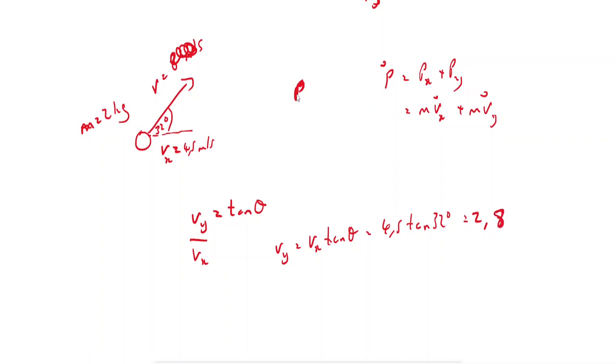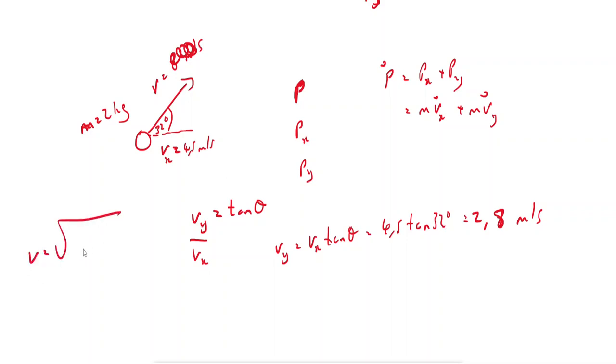All right, so I'm going to find the total momentum, the momentum in the x, the momentum in the y as well. That's basically what I'm going to find. This is going to be 2 meters per second. Now since I know this, I can now find V.